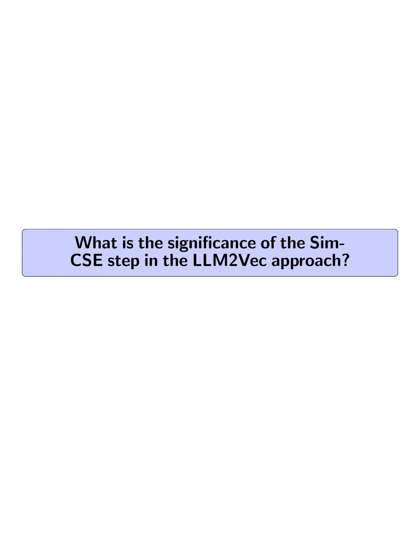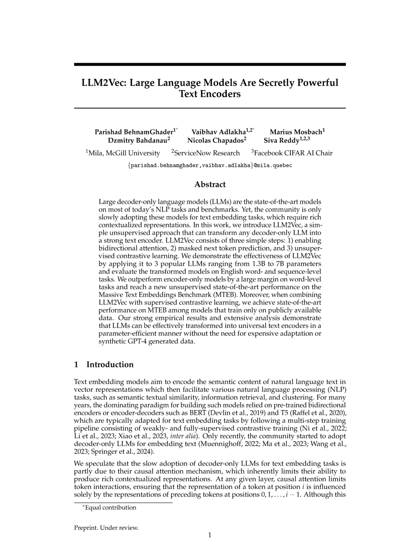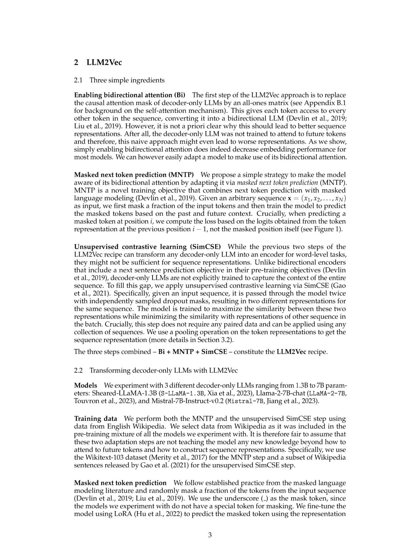What is the significance of the CSSSE step in the LLM2Vec approach? The significance of the CSSSE step in the LLM2Vec approach is crucial as it addresses the limitation of decoder-only LLMs in capturing the context of the entire input sequence for sequence-level tasks. While the first two steps of LLM2Vec, enabling bidirectional attention and masked next token prediction, focus on transforming decoder-only LLMs into effective word-level text encoders, the CSSSE step enhances the model's ability to construct meaningful sequence representations.